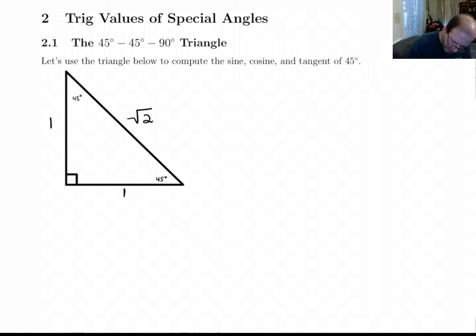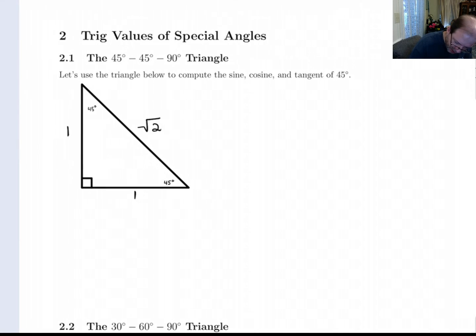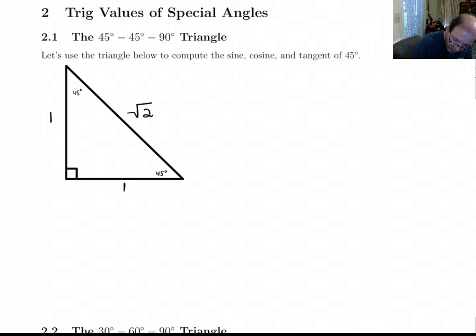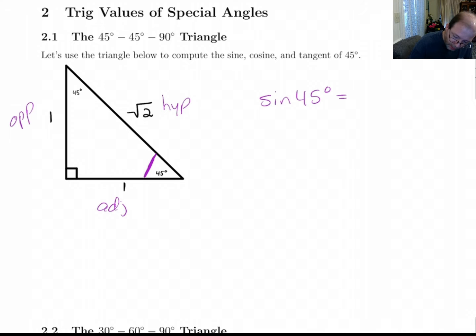Let's see. So for 45 degrees, now both of these angles are the same, so we can just pick either one of them to deal with. Let's go with this angle here. So that's my angle. This is my opposite. This is my adjacent side, and this is my hypotenuse. So if I wanted to do the sine of 45 degrees, the sine of 45 is just going to be 1 over root 2. Opposite over hypotenuse. And you could leave that like that, or you could write it as root 2 over 2.